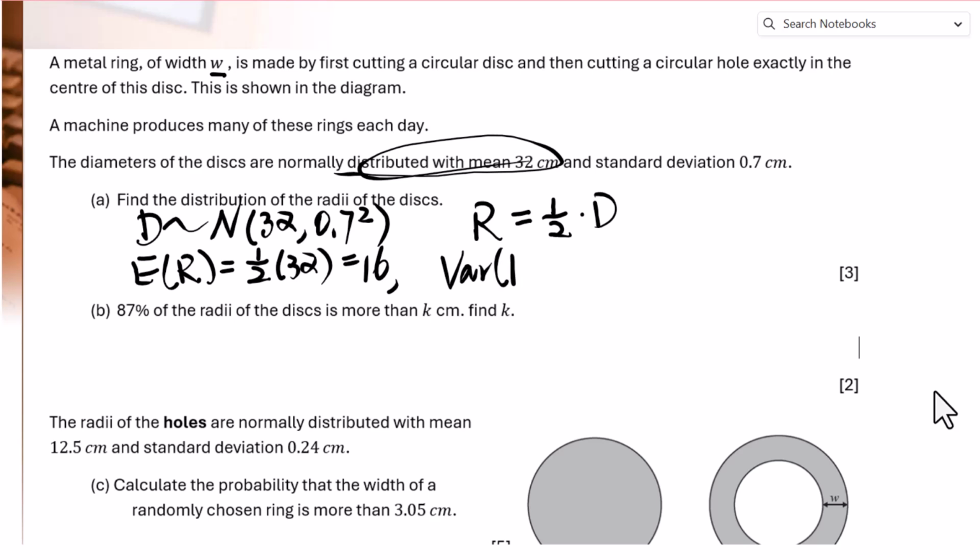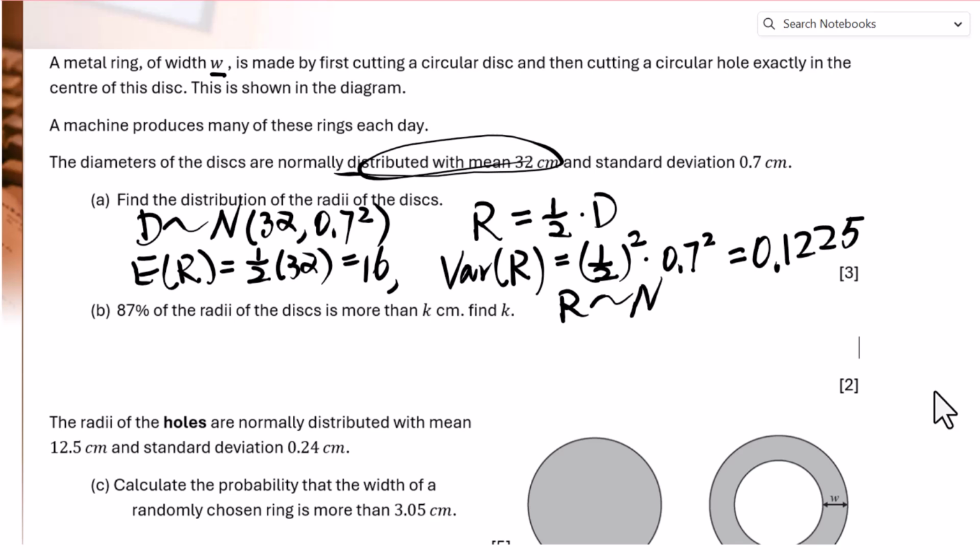Variance of R equals, remember, 1/2 squared times 0.7 squared equals 0.1225. In other words, this R follows normal distribution with the mean 16, variance 0.1225.